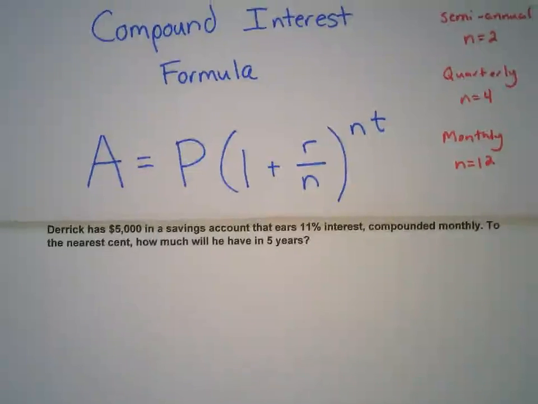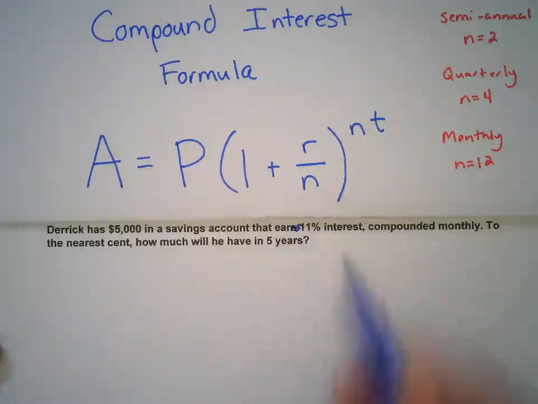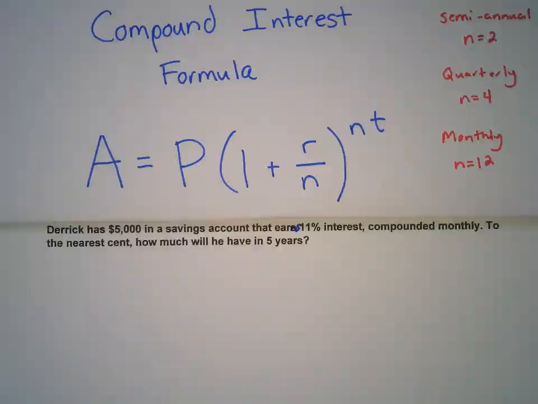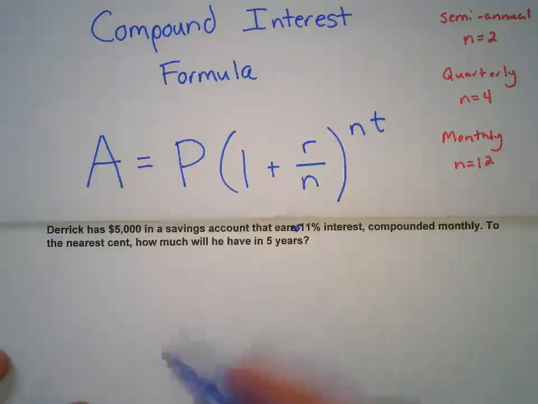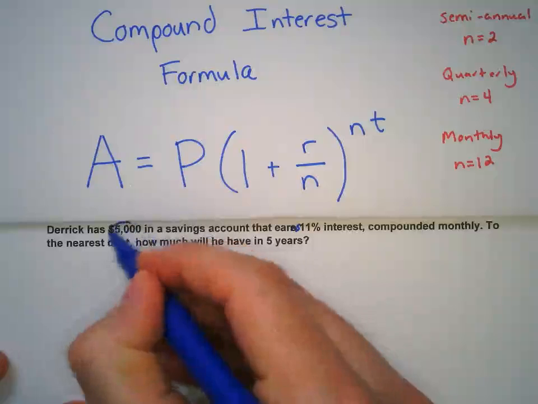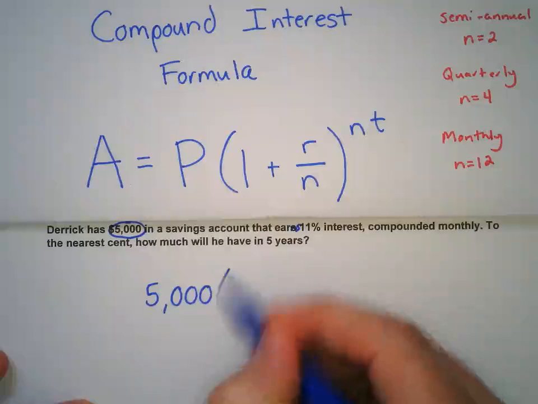So, it says here, Derek has $5,000 in a savings account that earns 11% interest compounded monthly. To the nearest cent, how much will he have in 5 years? All right, so again, what do we start with? What's our starting amount? What's our P? And that would be 5,000. So we start with 5,000.